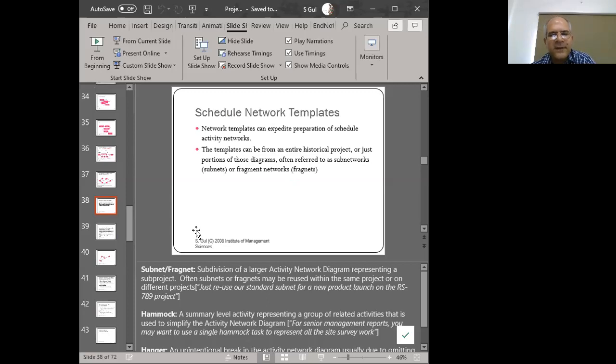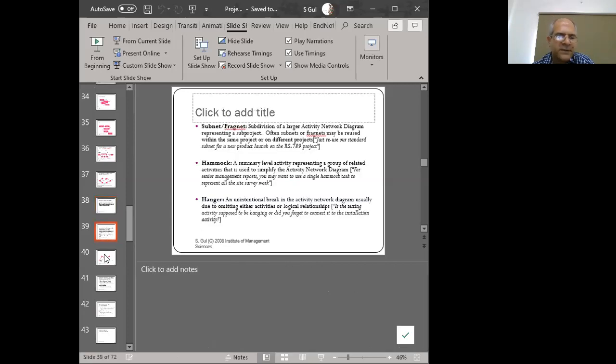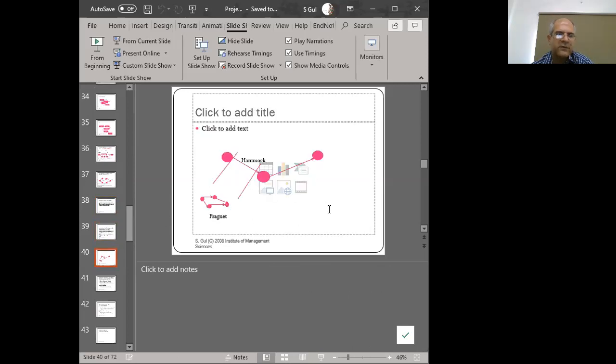Now we may have, well, we should have this idea of subnets or fragnets, right? What does a subnet or a fragnet mean, and what does it look like? So for example, we have these three circles here.